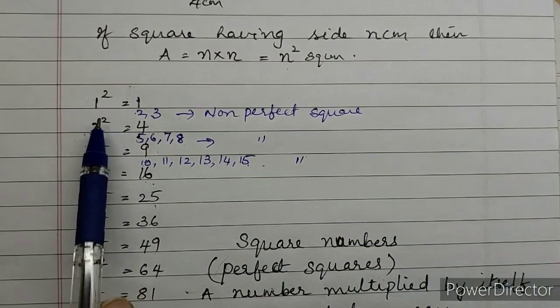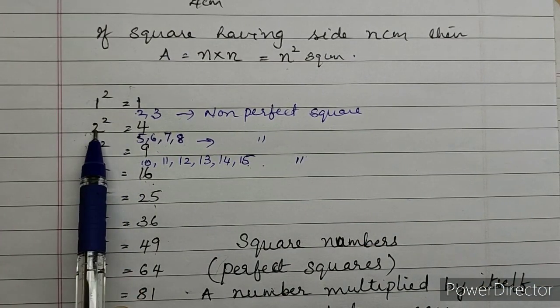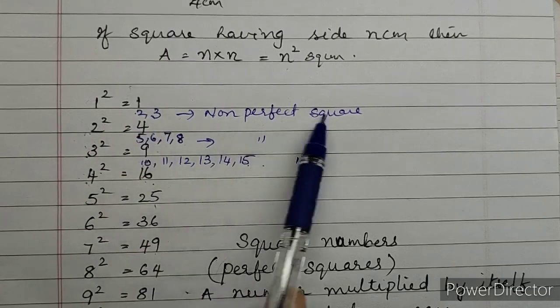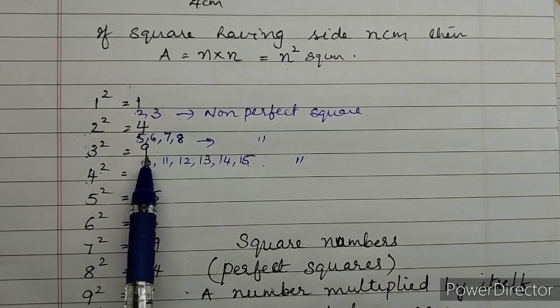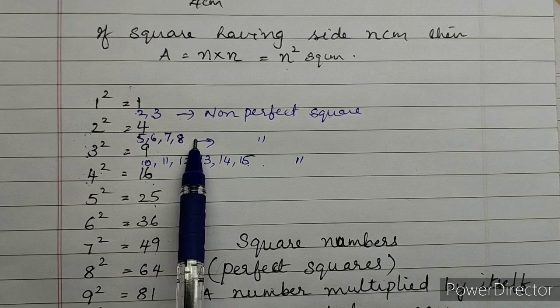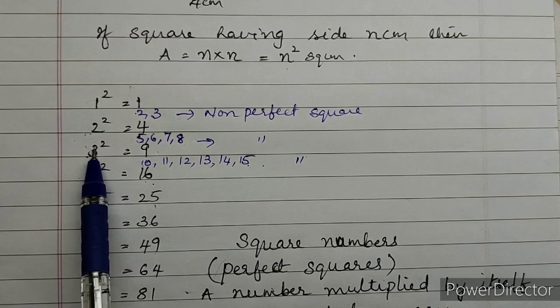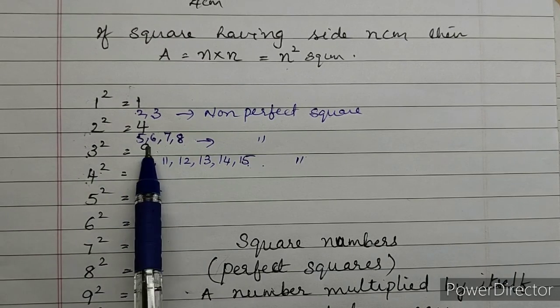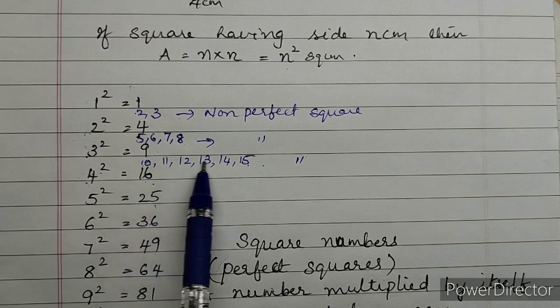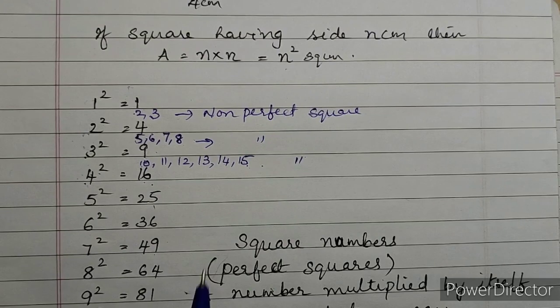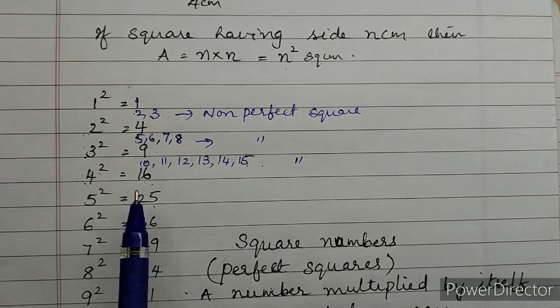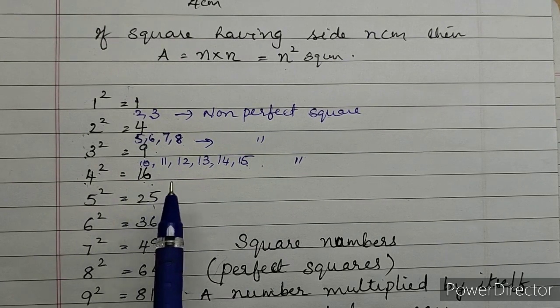So in between 1 square and 2 square, 2 non-perfect squares are there. In between 2 square and 3 square, that is 4 and 9, there are 4 non-perfect squares. In between 3 square and 4 square, that is 9 and 16, there are 6 non-perfect squares. So in between two perfect square numbers, you will get non-perfect square numbers.